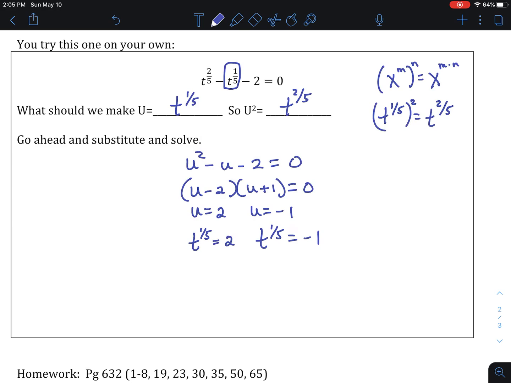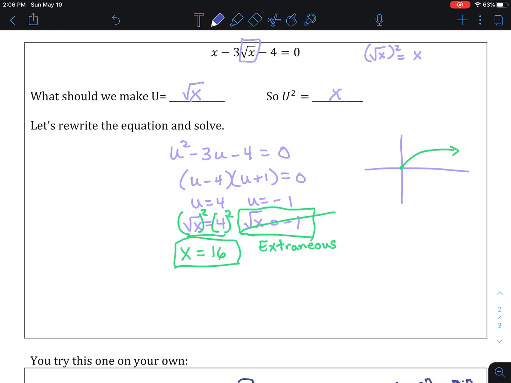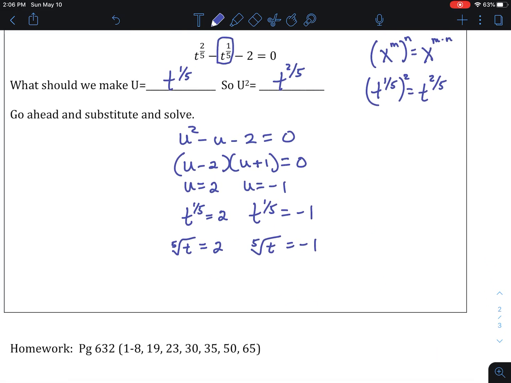T to the 1/5 would be equivalent to the 5th root of t. The 5th root of t is equal to 2, and this would be the 5th root of t is equal to negative 1. Fractional exponents are nothing more than radicals. So the lesson we learned up here with radicals, or the radical functions not being equal to negative numbers, applies when we get down here as well. Okay?